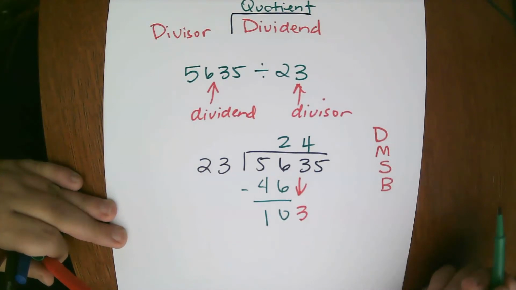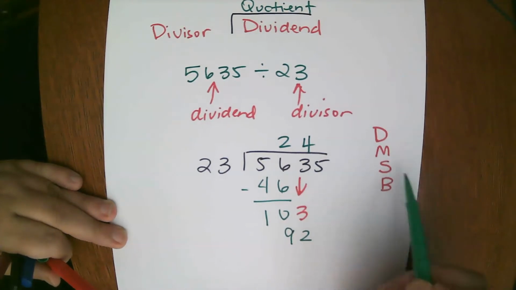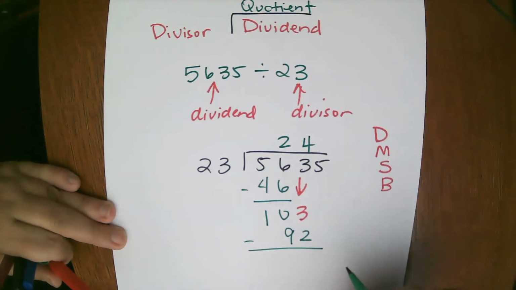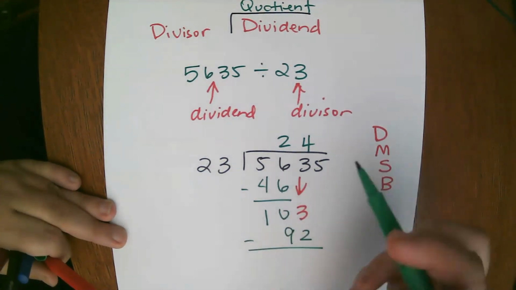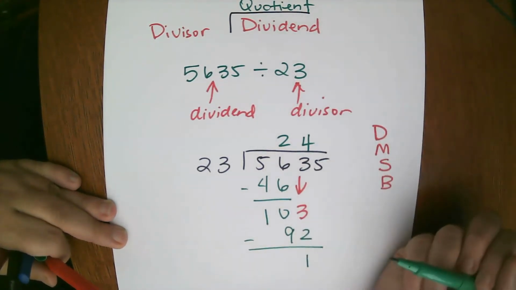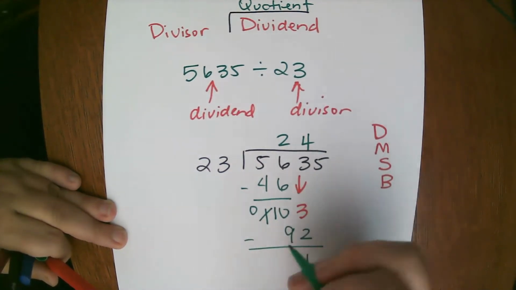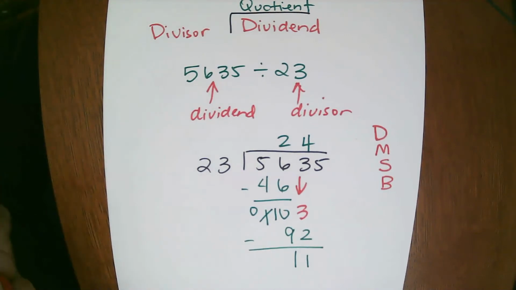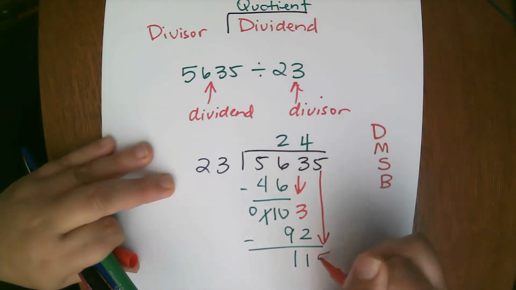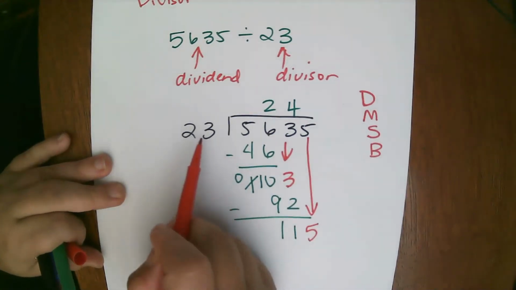Next, I'm going to multiply. 23 times 4 is 92. Next, I'm going to subtract. 103 minus 92 is 11. Or let's work it out, actually. So 3 minus 2 is 1. And then I have 0 minus 9, which I can't do. So I'm going to take from this 0, and I'm going to make this into a 10. So 10 minus 9 is 1. So that's 11. Next, my last part is B, bring down. So I'm going to bring down this 5. And then I start all over again.